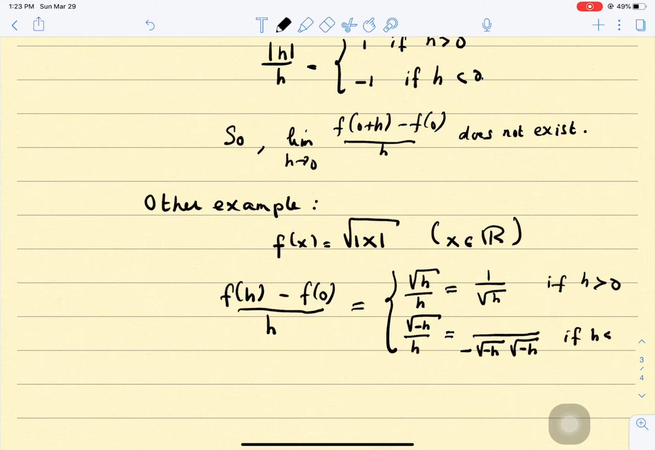If h is negative, then minus h is positive, so I can take those square roots over here, and their product really is the square root of h. But if h is negative, then this product is negative h, but I want to have an h, so that's why I put that extra minus sign over there. And at the top, I'm now having minus the square root of minus h. So all of that, of course, is the same as minus 1 divided by the square root of minus h. And as h goes to 0, that limit does not exist.